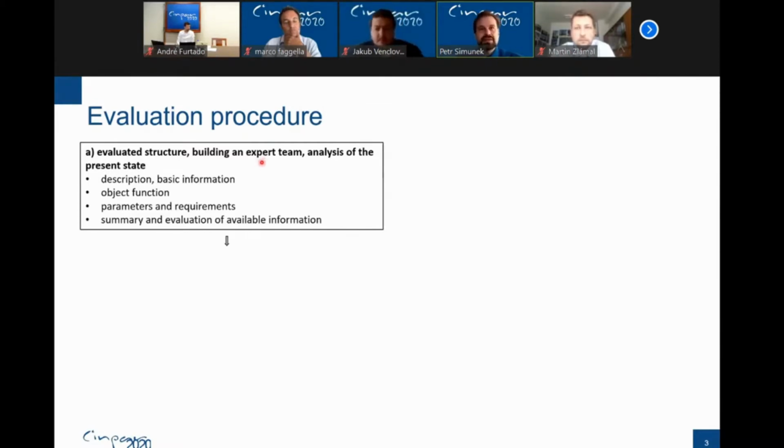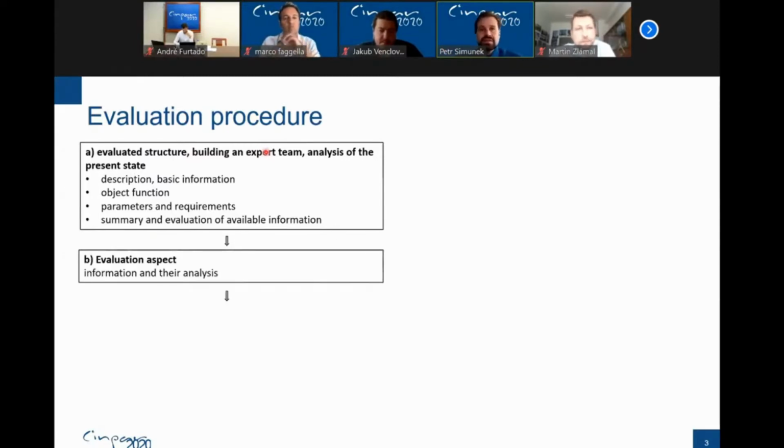The evaluation is performed within an expert team, so we have to build an expert team which must include all necessary specializations. The main part of the evaluation is the processing of structure information. So a summary and analysis of all available design information is very, very important.